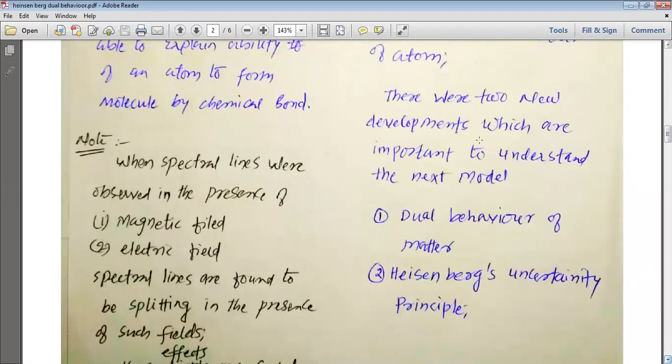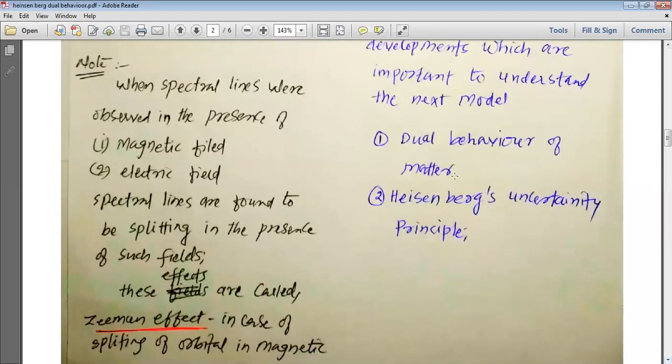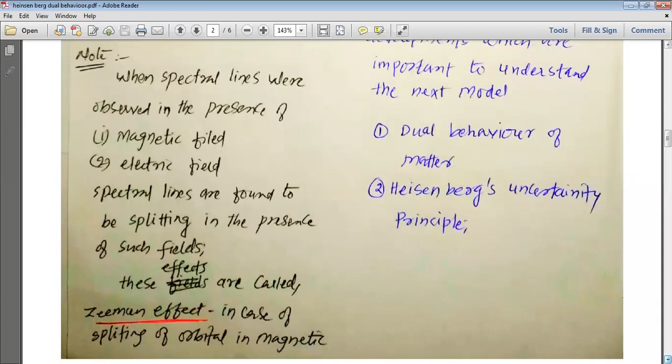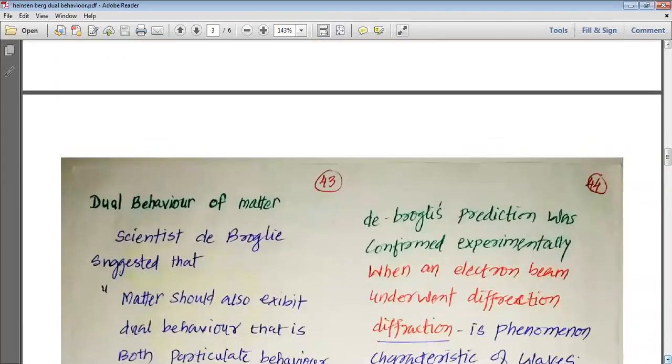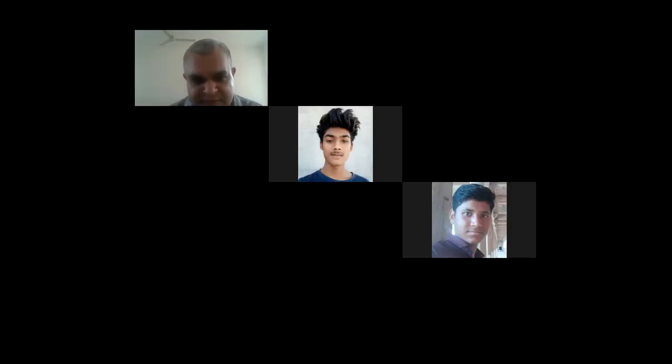There were two new developments which were important to understand the next model. First development was the dual behavior of matter. That means matter can behave like a wave and matter can also behave like a particle. And the next one is the Heisenberg's uncertainty principle. So now these two things we are going to study. First we should study about the dual behavior of matter.